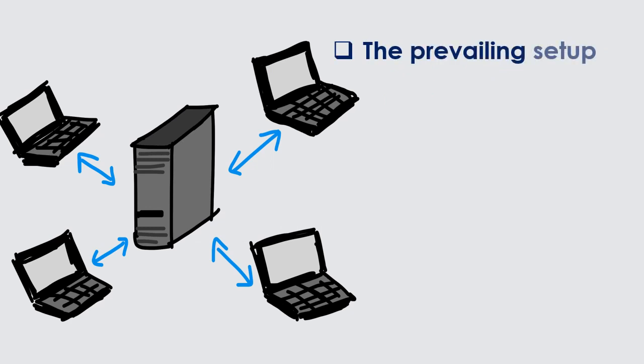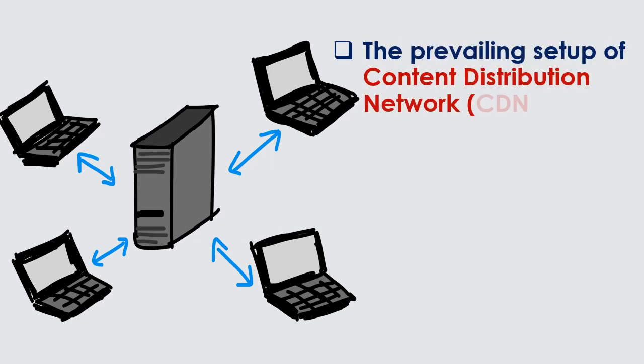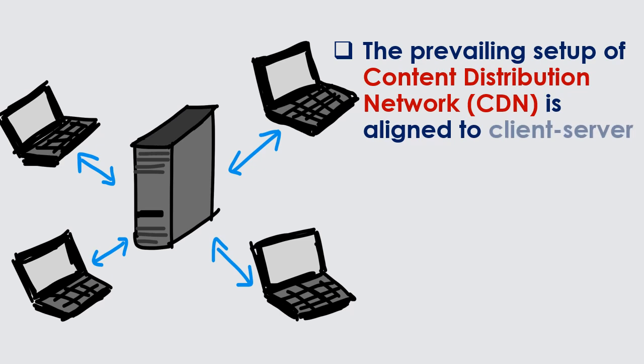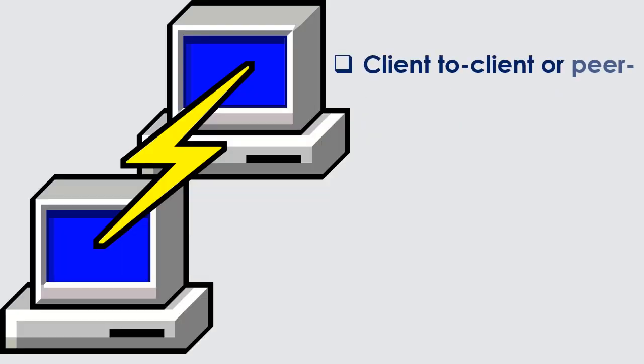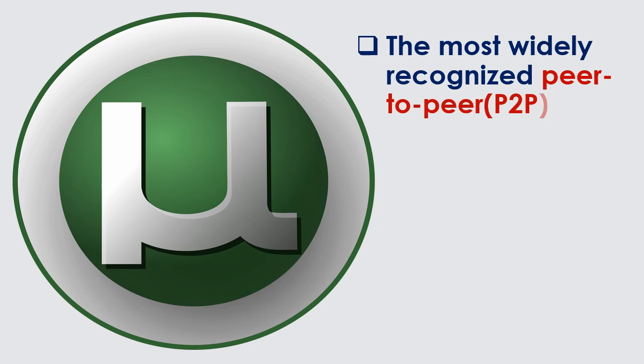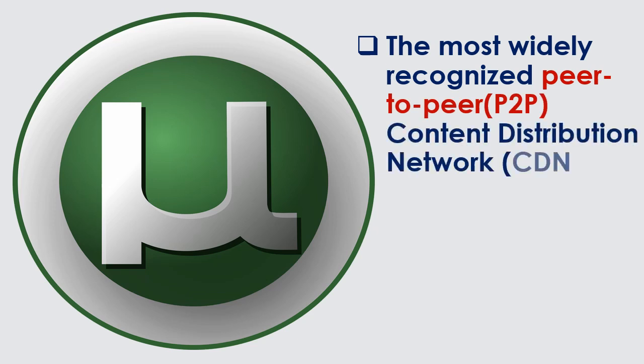The prevailing setup of a content distribution network, CDN, is aligned to client-server distribution. There are also client-to-client or peer-to-peer, P2P, networks. The most widely recognized peer-to-peer, P2P, content distribution network, CDN, is BitTorrent.